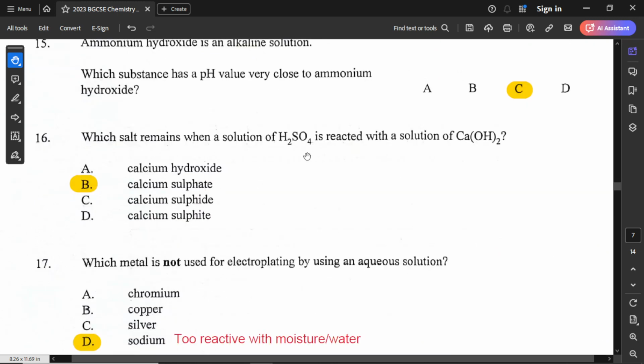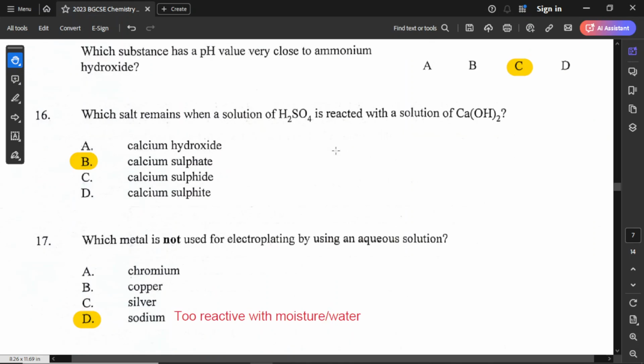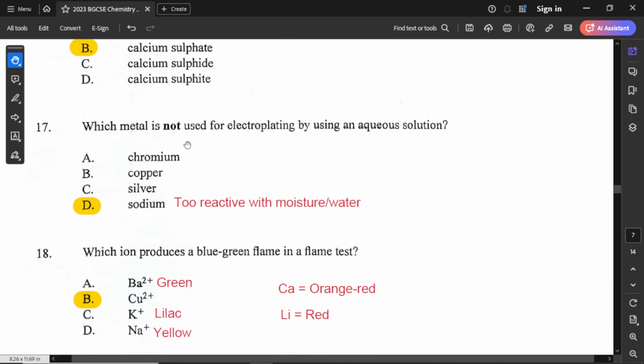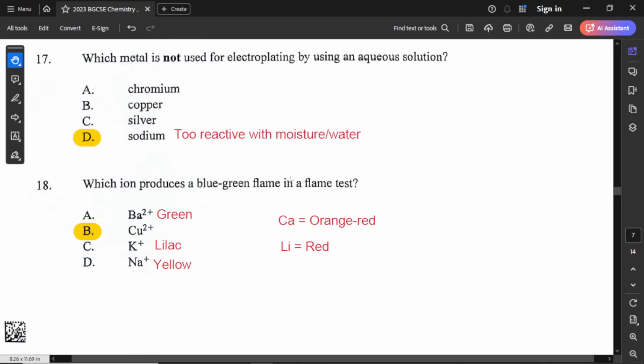All right, number 16 asked which salt remains when a solution of sulfuric acid is reacted with a solution of calcium hydroxide. What we're going to get here is calcium sulfate. The calcium will react with the sulfate in this case, and so you get calcium sulfate. Now for number 17, it asked which metal is not, keyword is not, used for electroplating by using an aqueous solution. Definitely sodium, because sodium is reactive with water or moisture. So it will not be used, too dangerous and too reactive, of course.